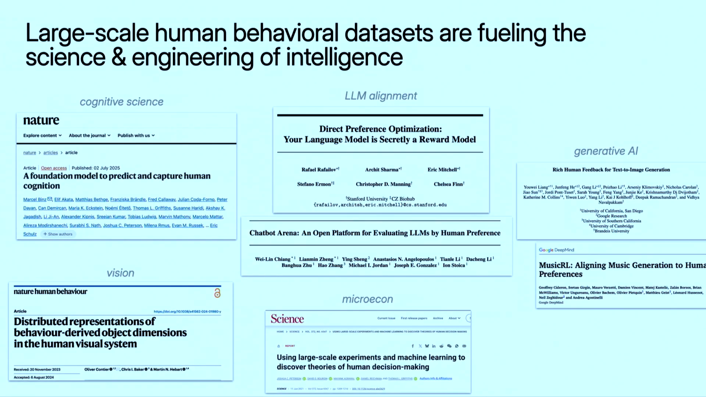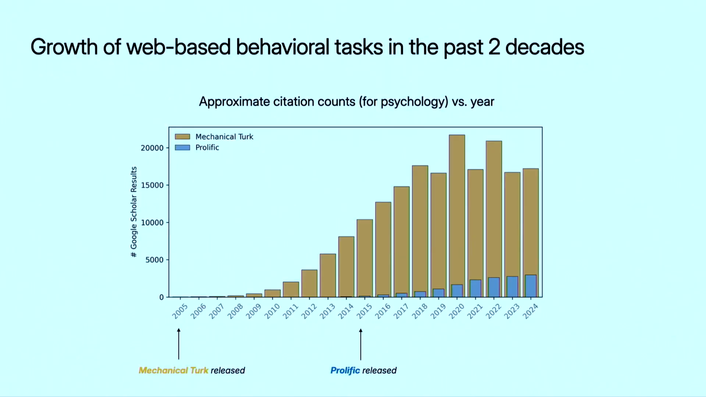And you've also, of course, heard work from our previous speakers today, which have used human behavioral data in some form at some scale, for example, psychophysical measurements. And what's behind these works is the growth of web-based behavioral tasks over the past 2 decades. The barrier to entry for people to run behavioral experiments involving people has been greatly reduced since 2005, which is when a platform called Mechanical Turk was released.